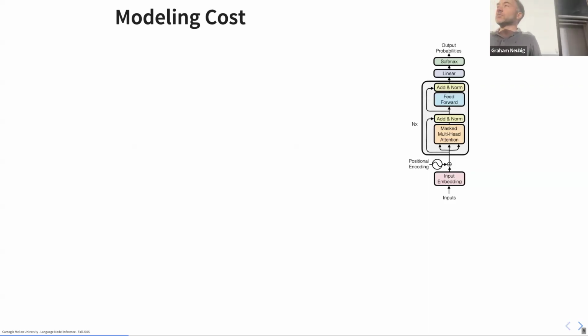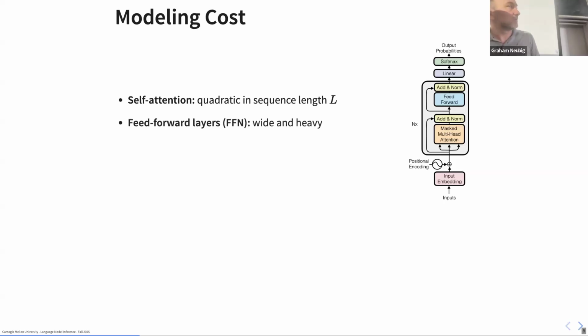But one thing that's super salient when we're doing inference is the modeling cost. So I wanted to talk about transformers mostly from the point of view of modeling cost. There are two components that take the majority of the modeling costs. They have self-attention, which is costly and also quadratic in sequence length for some components. And then the feed forward layers, which are wide and heavy. And we also have N layers, where N can be a relatively large number in our very big models.